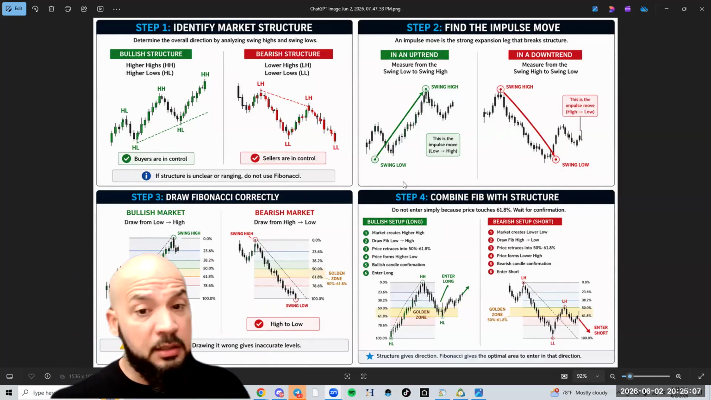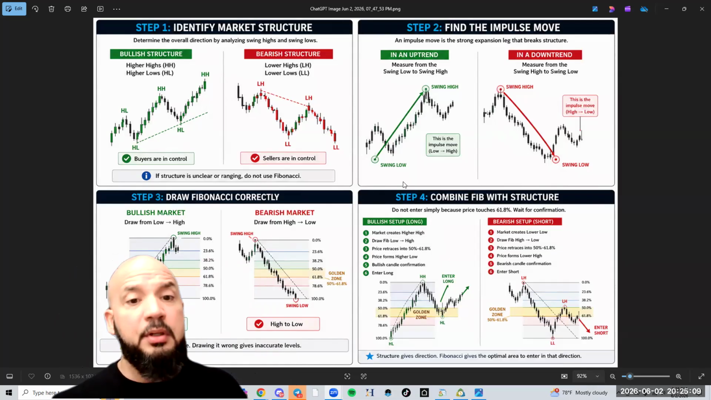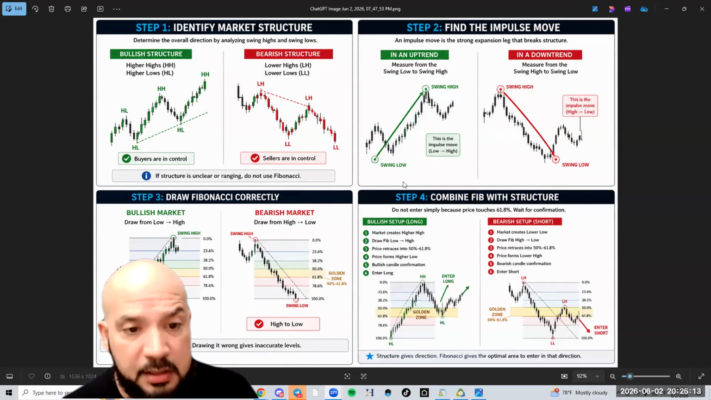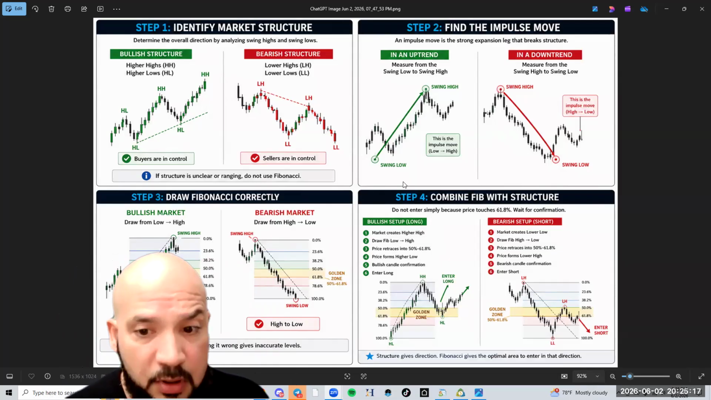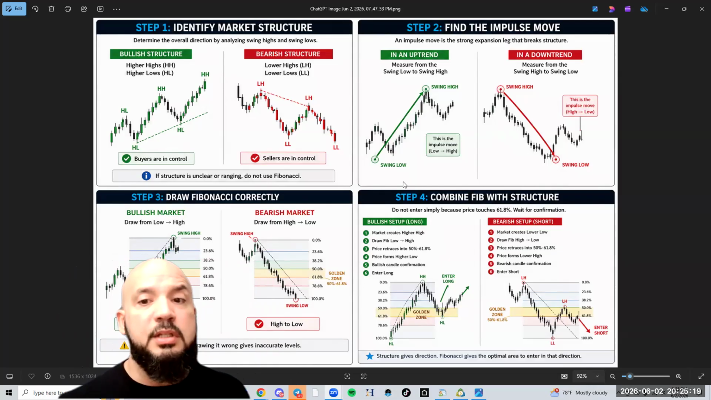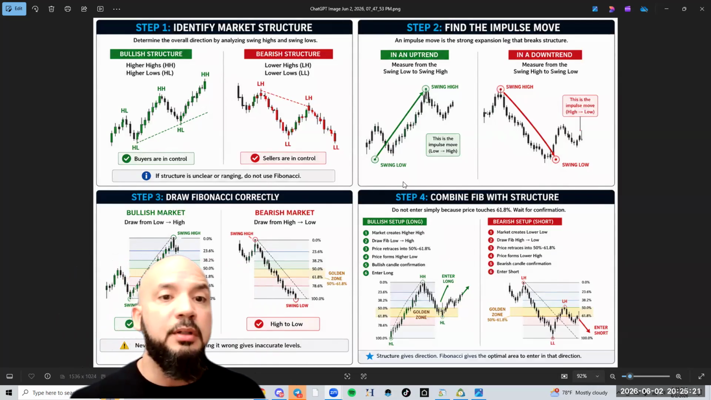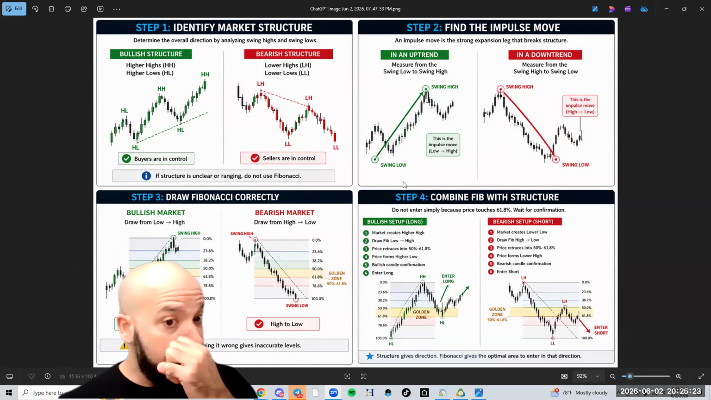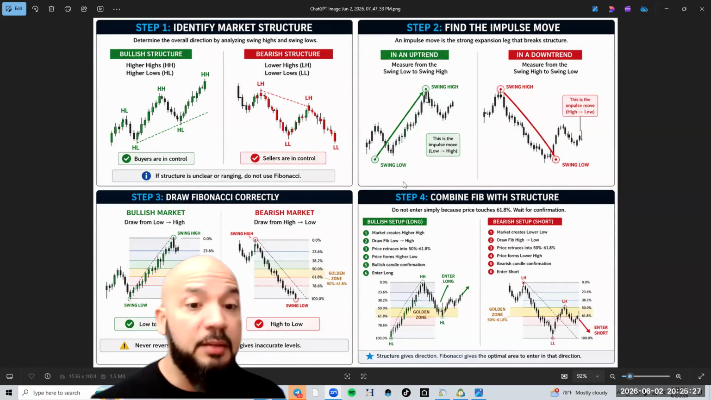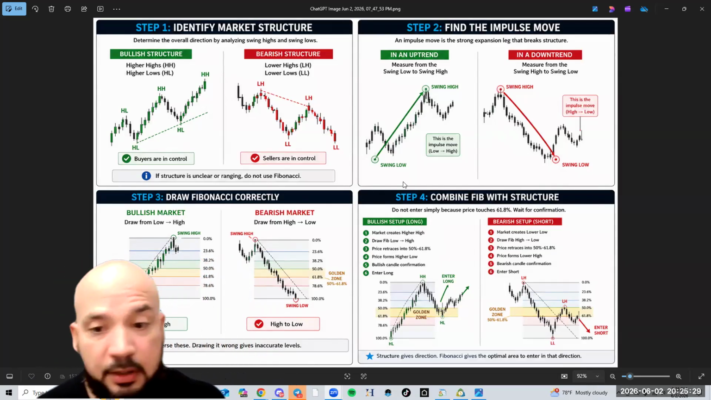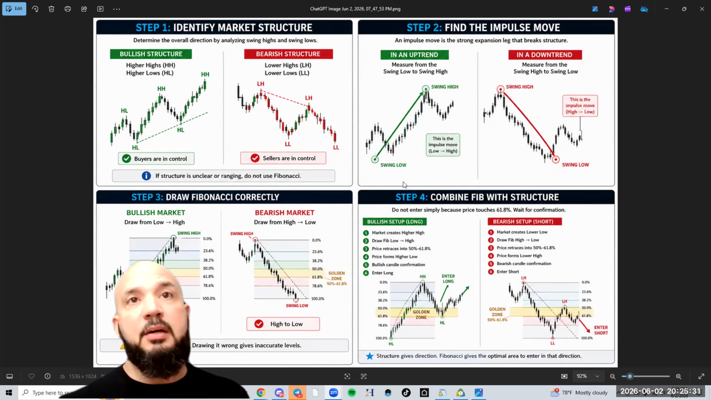This lesson isn't long. It's not long at all, but it is very important if you want to be precise in your entries, precise with your stop losses, and precise with your take profits. So it's important in that aspect because it's going to help you manage your trades properly so long as you know how to place the Fibonacci tool properly, which is what this lesson is all about.